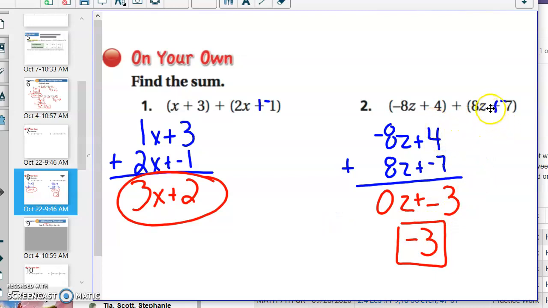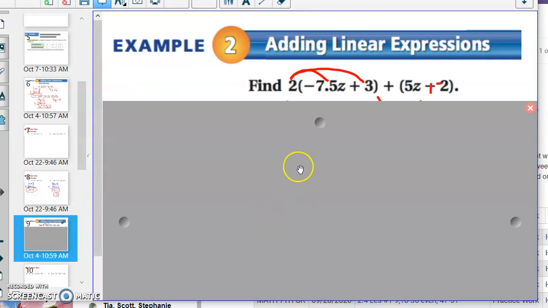Okay, same thing with this one. I added the opposite to make that plus a negative 7. Then I lined them up. Negative 8z plus 8z is 0z. 4 plus negative 7 would be negative 3. Well, 0 times z is just going to give me 0, so my final answer for this one is just negative 3. Next example puts an extra little step out here.